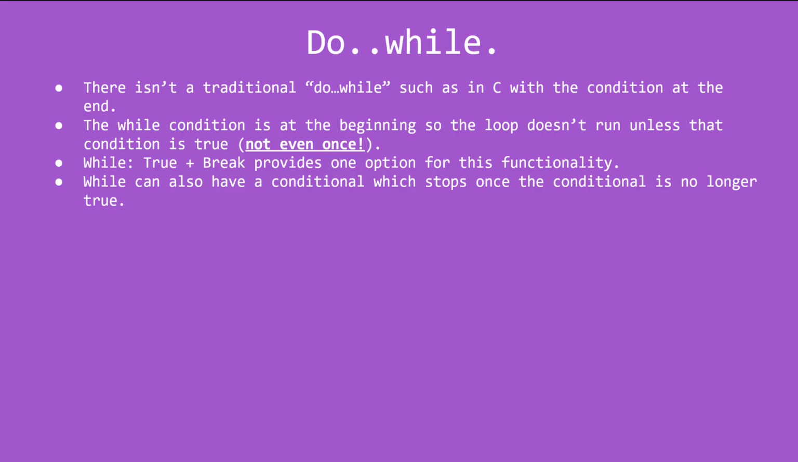Now, the way this works in Python is it's a while condition, and the loop won't run even once unless the condition is true. What you can do is something like a while true, which is always true, so it's always going to run. And then you put a break somewhere in there to get the same sort of functionality. You can also have a while with a conditional that stops once that conditional is no longer true. So you could do like while x not equal to 10, you could do a counter in there so that eventually it will stop.